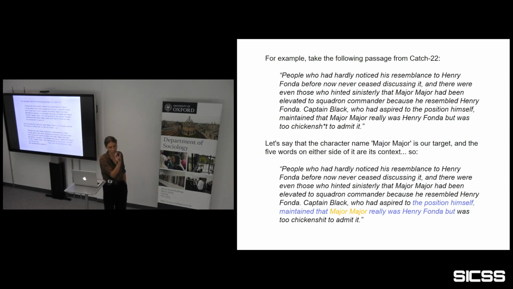We're trying to predict Major's name. Where will he turn up in the text? Well, he might turn up whenever we see these other words, or at least some of these other words in the text. So Henry Fonda, maybe repeatedly throughout Catch-22, Major is mentioned in context with Henry Fonda. As you read the text slowly, and you keep coming across Major, and seeing him in that context, you'll slowly bring those two closer together. That's the intuition of it.